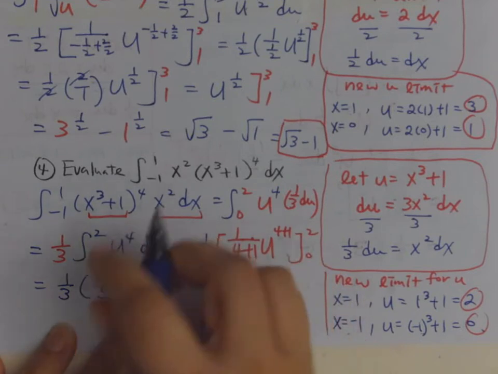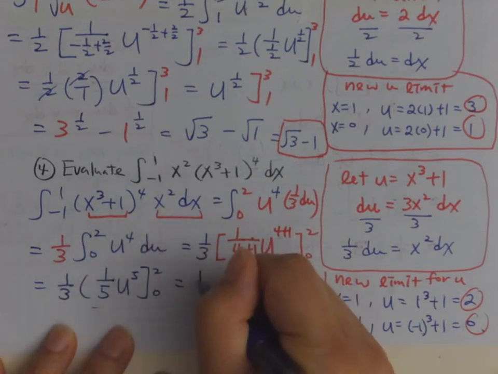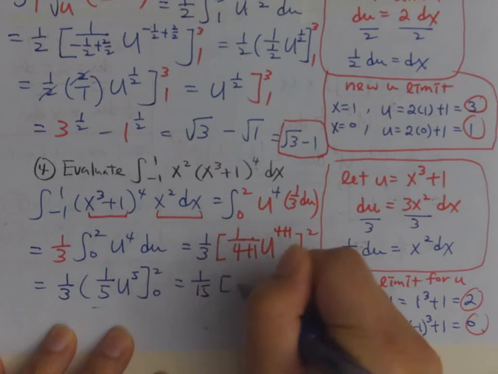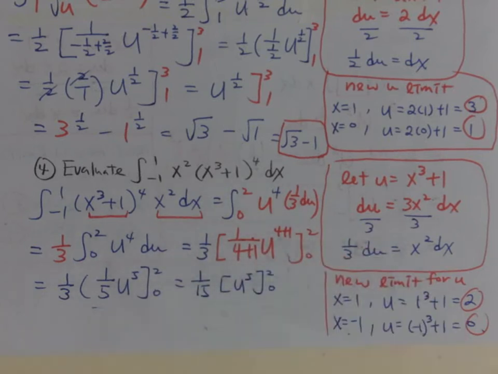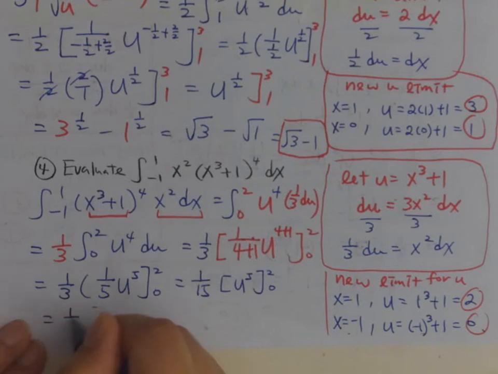Okay, so one more step. So let's multiply this fraction together first. 1/15, right? So I only need to plug into the u part. That will make things a little bit easier. Alright, so let's plug it in now.